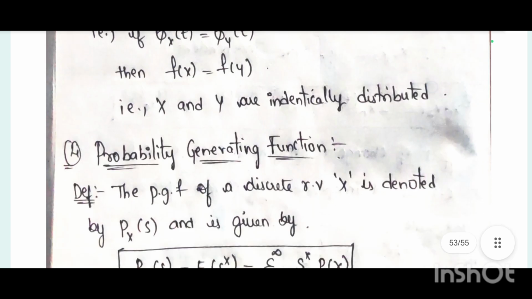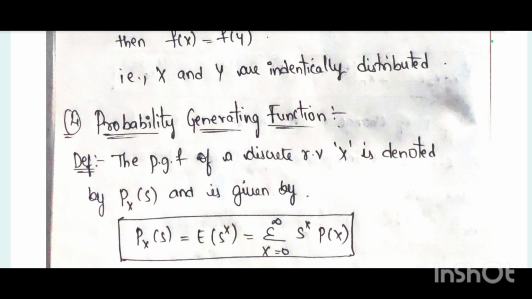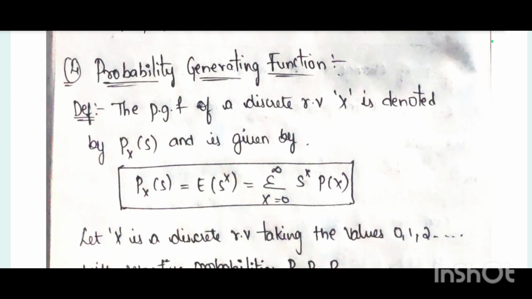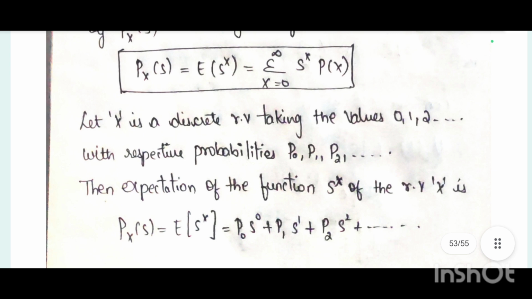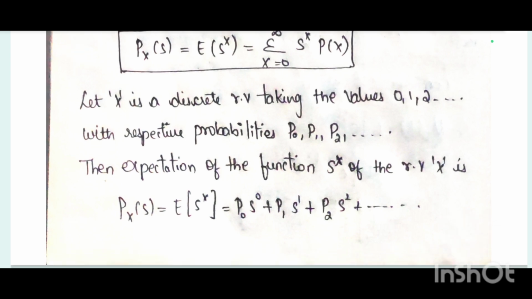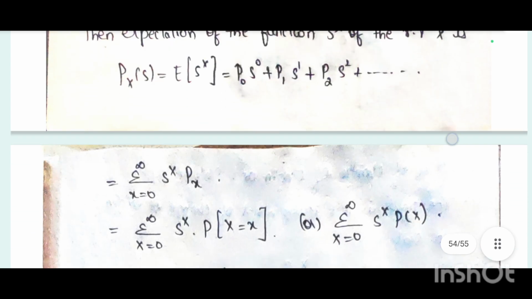Next, the probability generating function we have to see in this session only. The PGF of a discrete random variable x is denoted by Px of s and is given by Px of s is equal to the expected value of s to the power of x, that is, the summation of s to the power of x into p of x. Let x be a discrete random variable taking the values 0, 1 and so on with respective probabilities p0, p1 and so on. This can be done in the following ways.